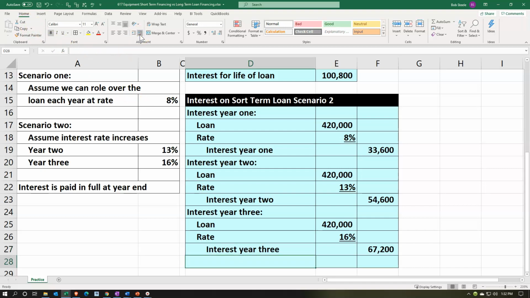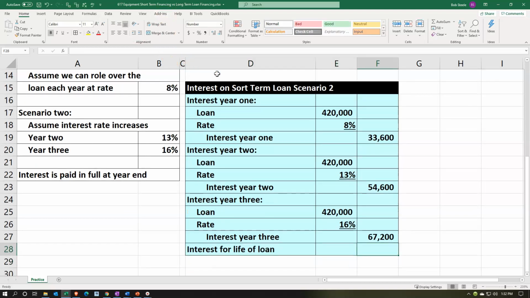This will be then the total. Well, let's just say this, let's make it equal to interest for the life of the loan. So it's the same as up top. Summing up the 3 years equals the sum of the 3 years. And then we'll underline here. So we'd have to pay 33.6, and then it would jump up to 54.6, and then 67.2, and we'd have to pay back the original 420 that we borrowed in this case.